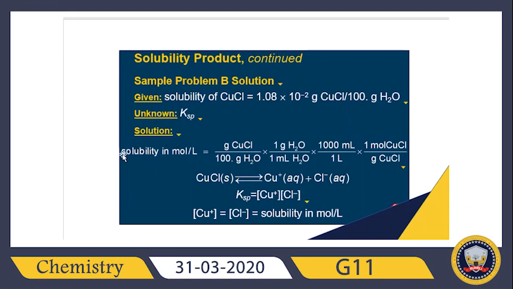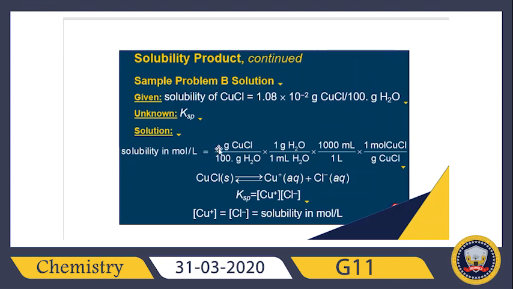In the solution, in the first step we need to convert the units of this value into moles per liter. How? By following this plan. First of all we need to convert the grams of the solid, the copper chloride, to moles, and we need to convert the amount of water in grams into liters. So now it will be as the following plan.